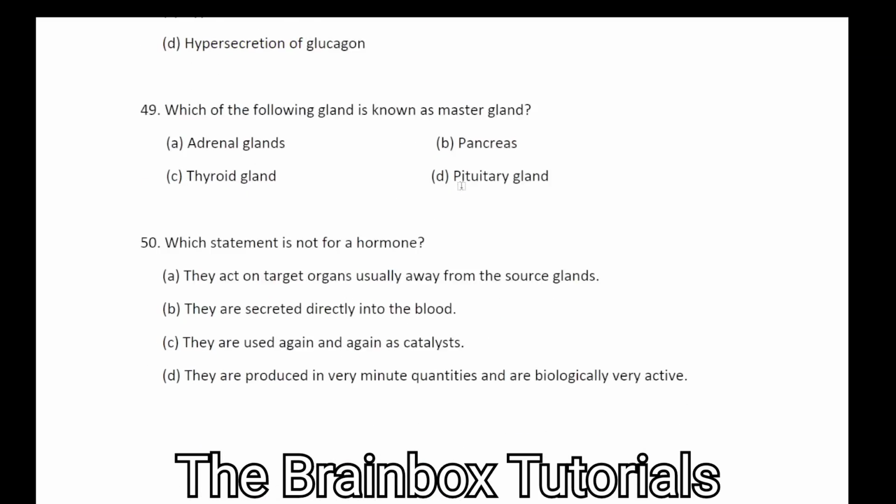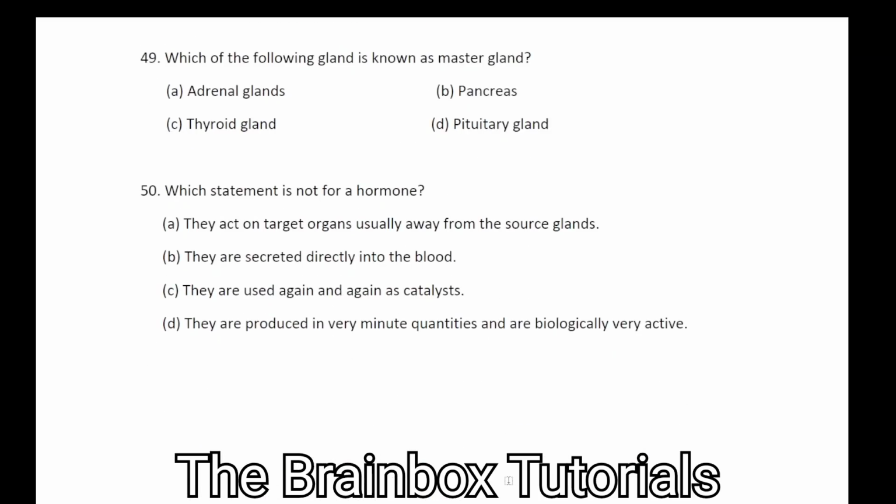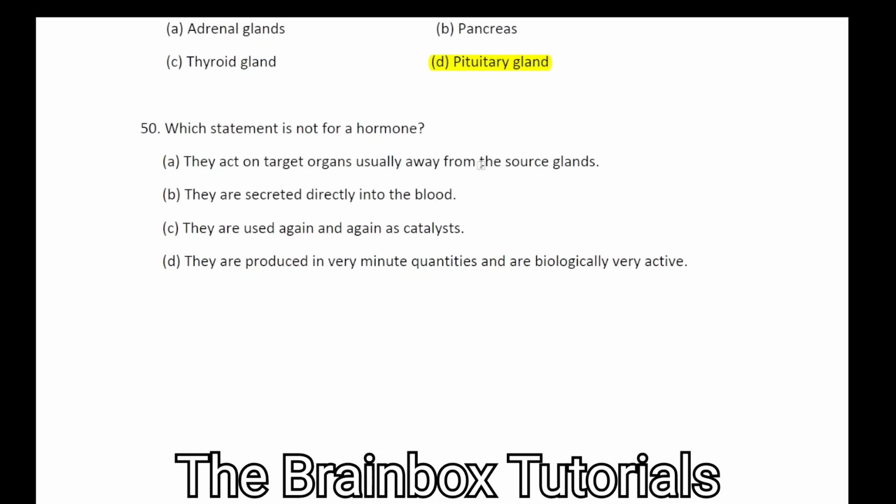Now number 49. Which of the following gland is known as master gland? Option A, adrenal glands. Option B, pancreas. Option C, thyroid gland. And option D, pituitary gland. And the correct option is D, pituitary gland, that is known as master gland. And remember, pancreas is known as mixed gland.